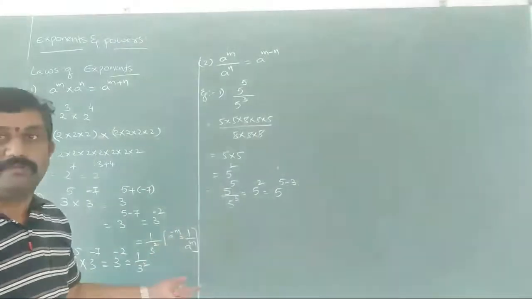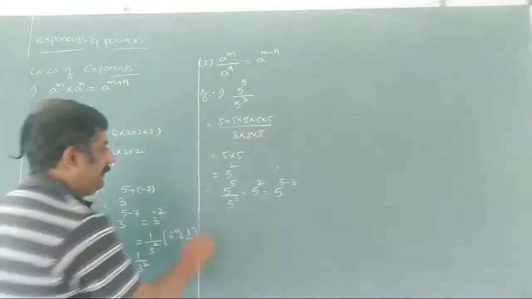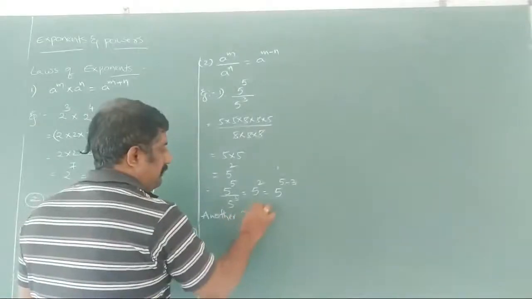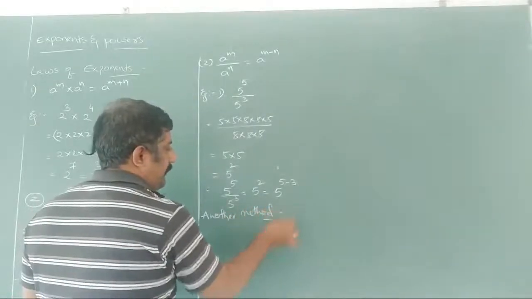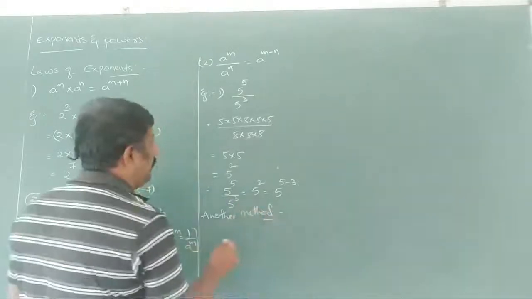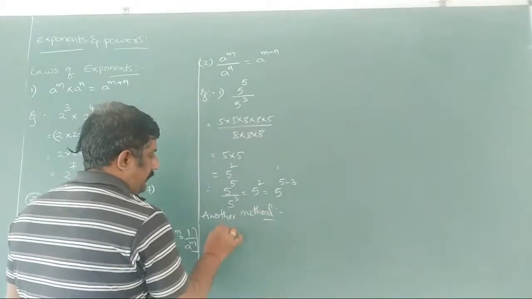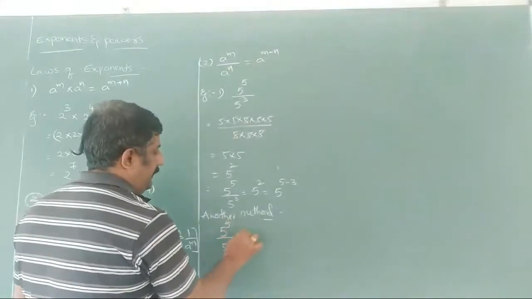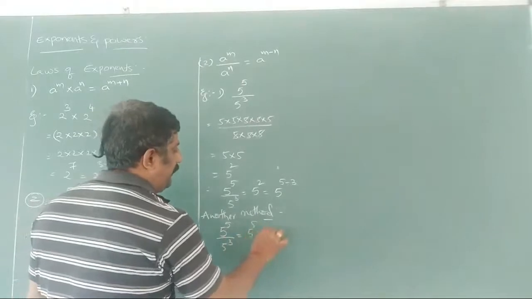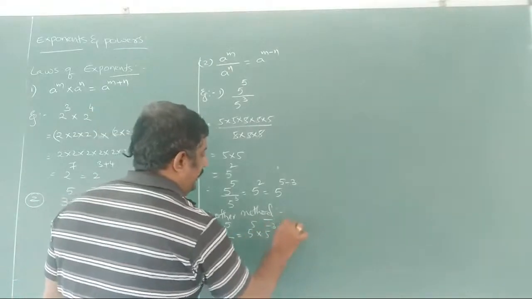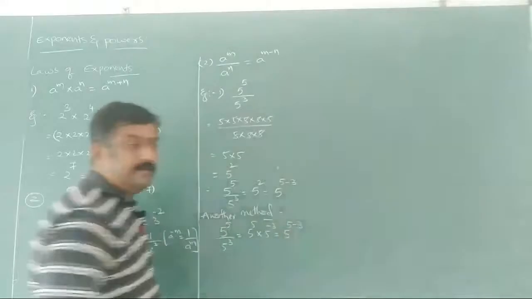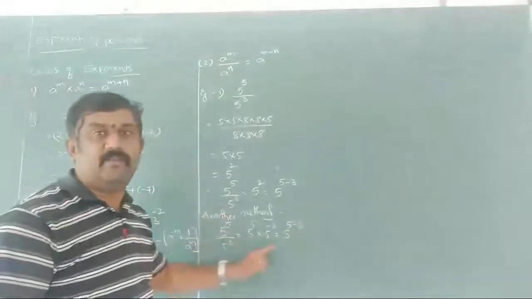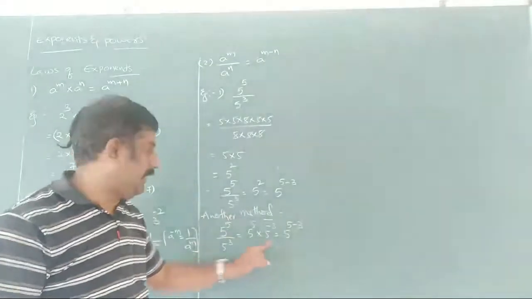And in another manner also we can prove this. How are we going to prove this example in another manner? 5 to the power of 5 by 5 to the power of 3 can be written as 5 to the power of 5 into 5 to the power of minus 3, or else 5 to the power of 5 minus 3 also we can write. According to the formula, a to the power of m into a to the power of n, we are writing here.